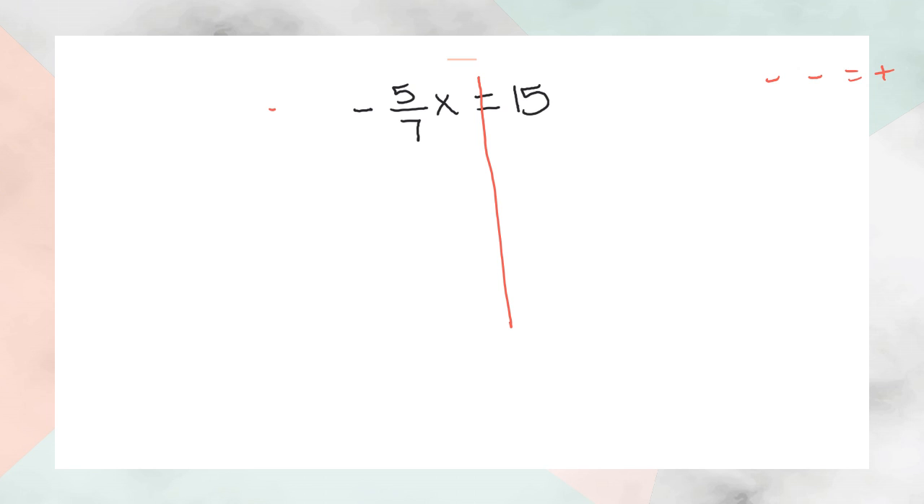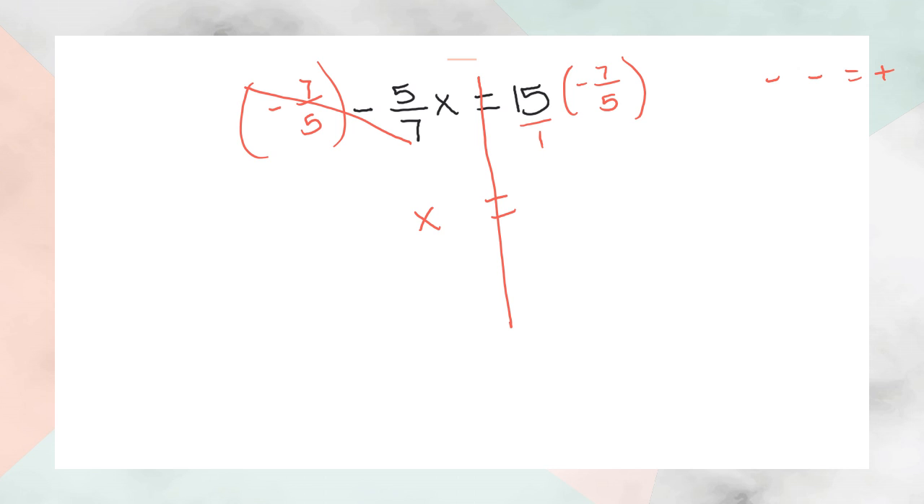So I multiply by negative. What's the reciprocal of 5/7? 7/5. So I multiply both sides by negative 7/5. And so over here, that becomes 1. That becomes a giant 1. So I'm left with x equals, and now I have 15/1 times negative 7/5.